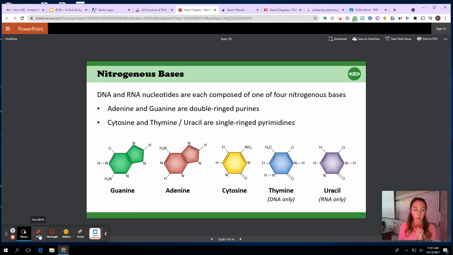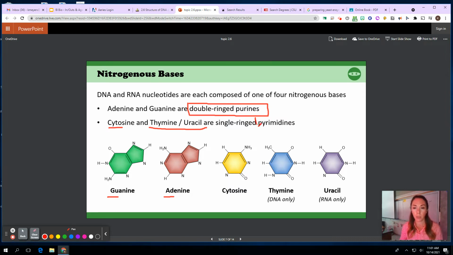So you do need to know right here that my guanine and my adenine are my double-ringed purines, right? So I've got 2 carbon rings here, all right? Now my cytosine and my thymine or my uracil are single-ringed pyrimidines, right? So these are single rings here. This is just how they're classified. So C, T, and U all have that single ring, still having my nitrogen bases, right? So lots of nitrogen in these rings, but my A and my G are my double.